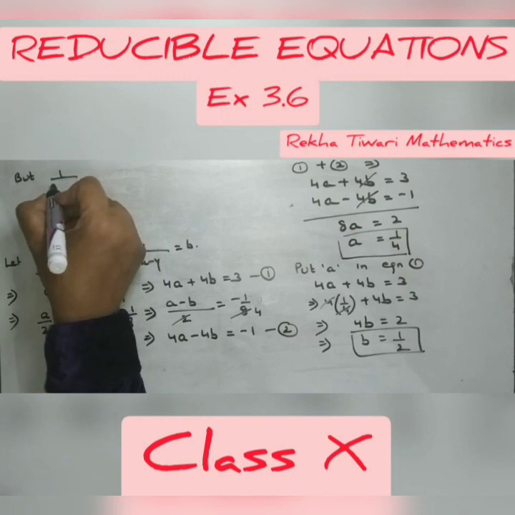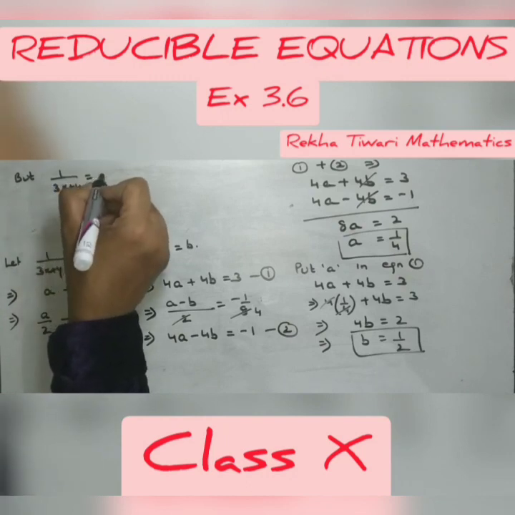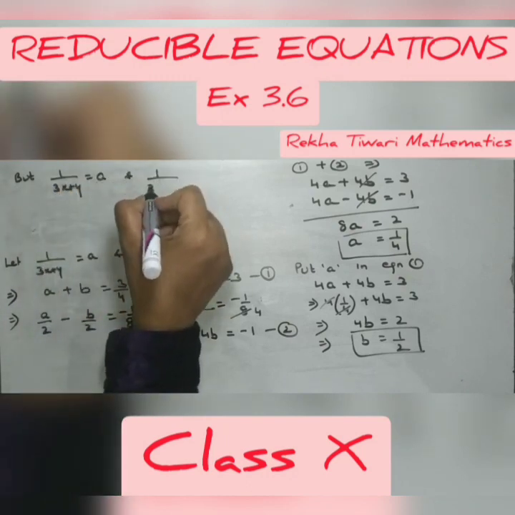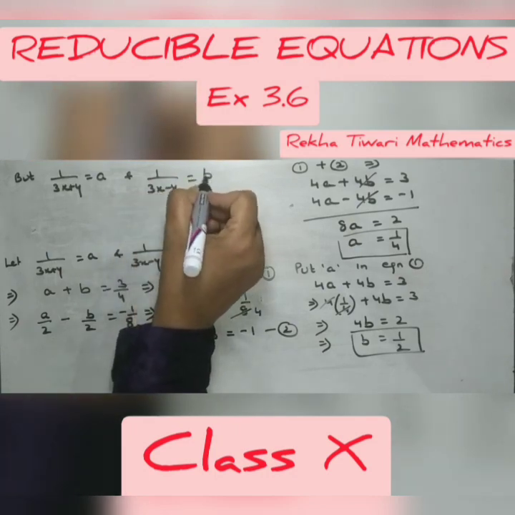What you have assumed? You have assumed 1 upon 3x plus y equal to a and 1 upon 3x minus y equal to b.